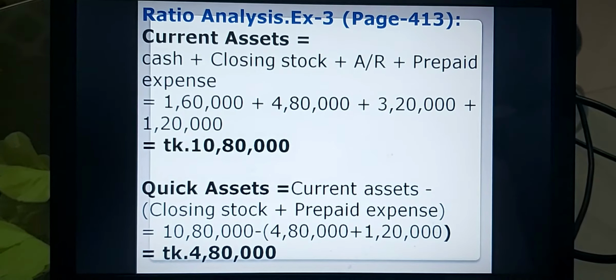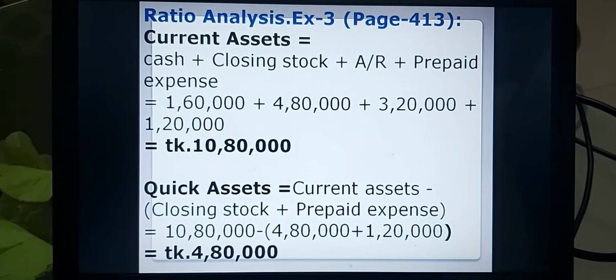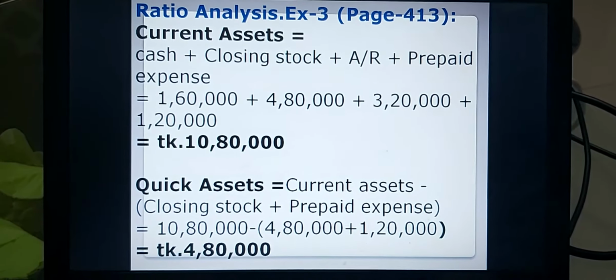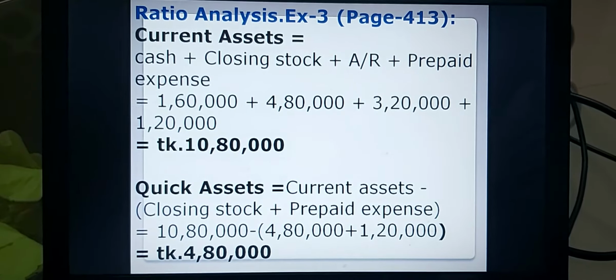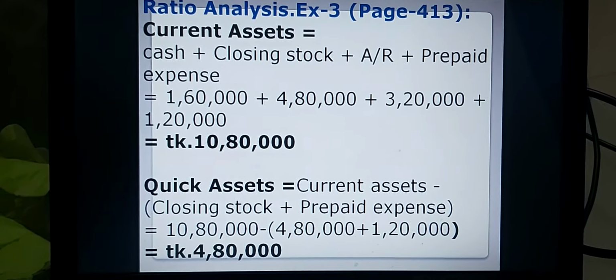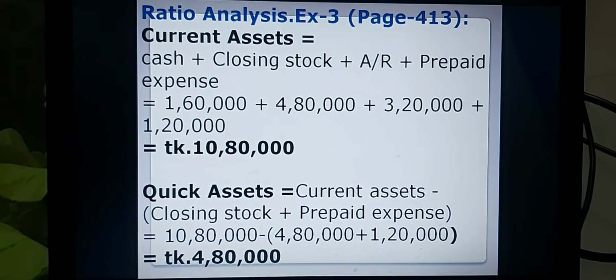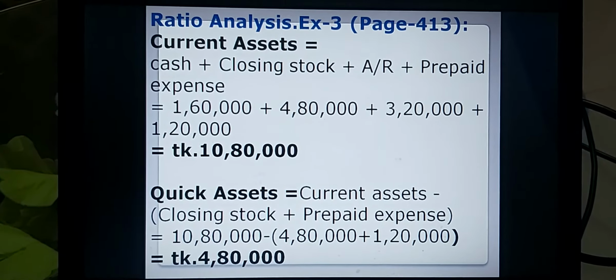I repeat again, quick assets is equal to current assets minus closing stock and prepaid expenses. In this question, total quick assets is taka 4,80,000. Dear students, I think you have written in your accounting practice copy for requirement A. Now we can go to requirement B.